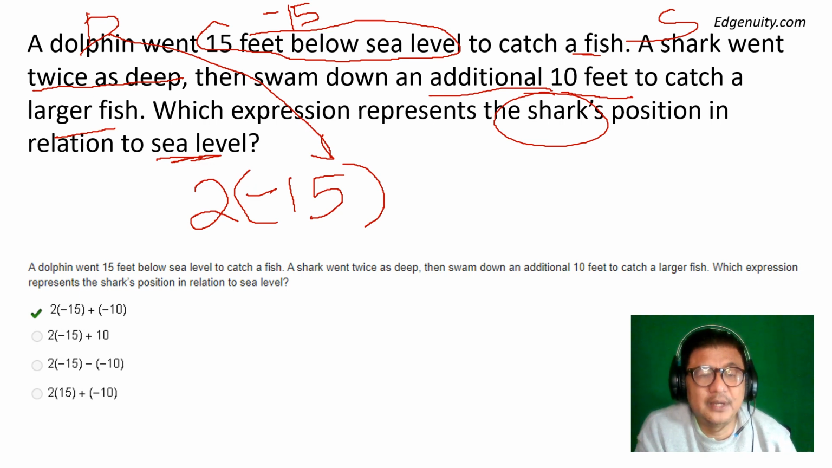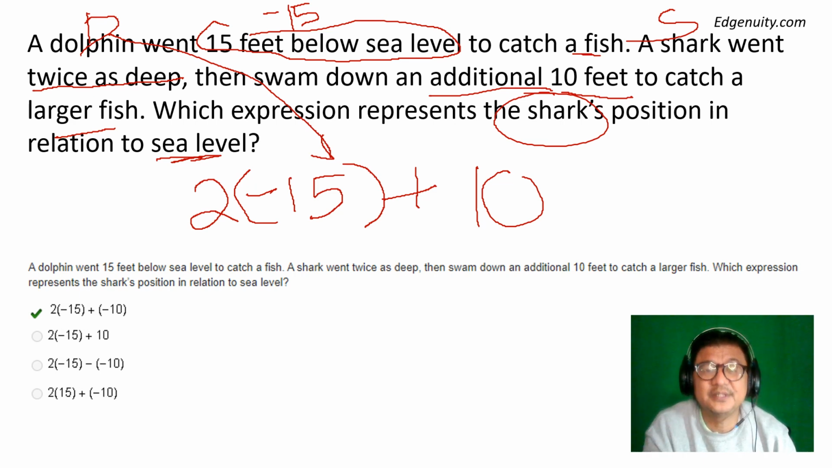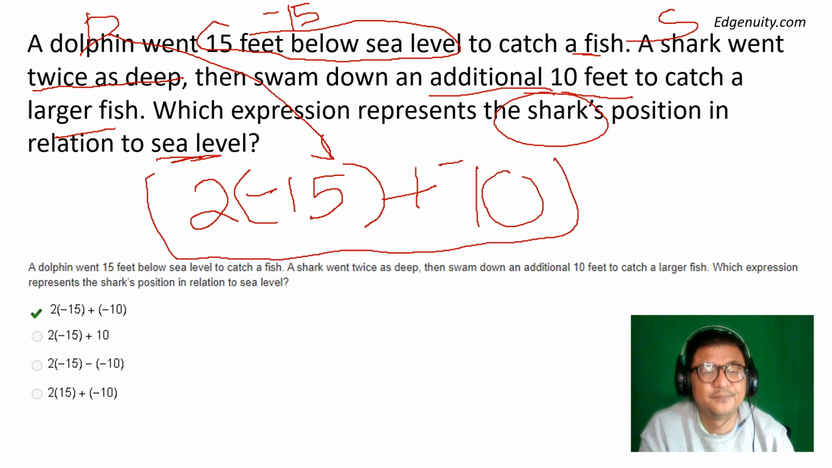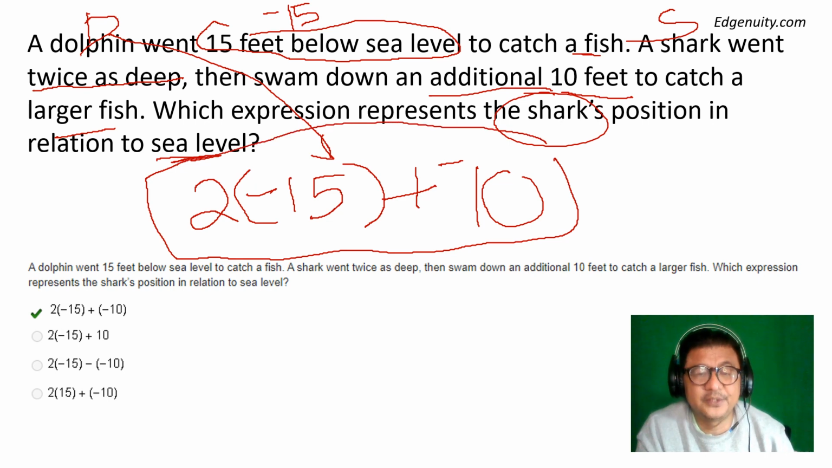And then it swam an additional 10 feet. So additional 10 feet. But is that 10 feet positive or negative? Since it's going down, it's going to be negative. So this is your expression. Okay. Is there another way to write it?